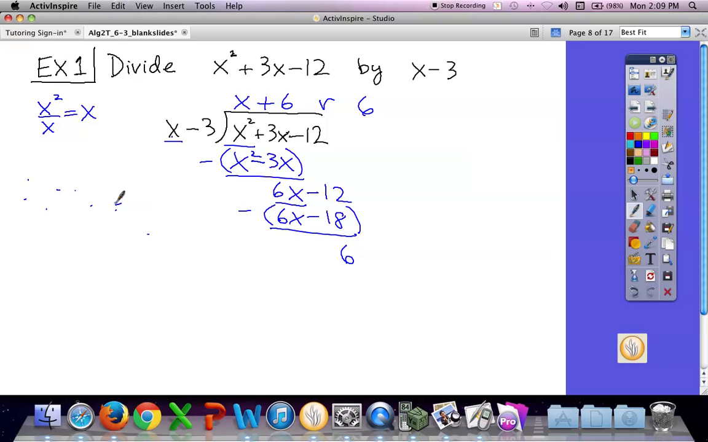Now, would you say that x minus 3 is a factor of x squared plus 3x minus 12? No, not a factor, because the remainder is not 0. This is the remainder, and the remainder is not equal to 0, so that's not a factor.